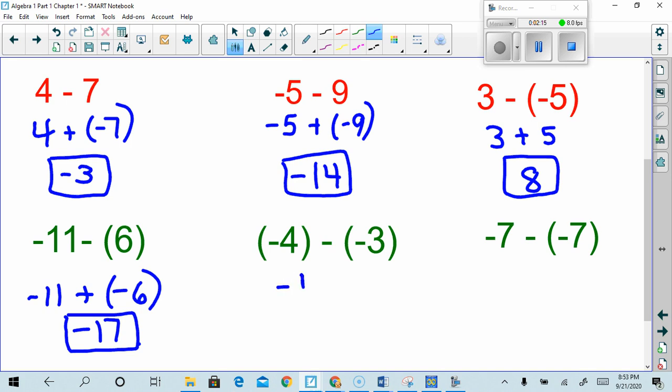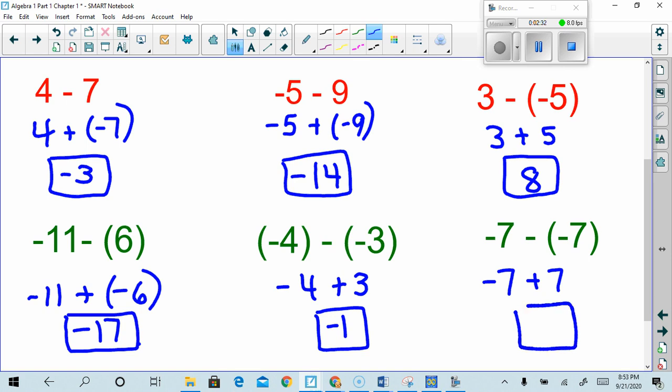Subtraction tells me to add the opposite. Unlike signs, subtract and keep the sign of the greater absolute value. Once again, subtraction tells me to add the opposite. I now see additive inverses, and my answer is 0.